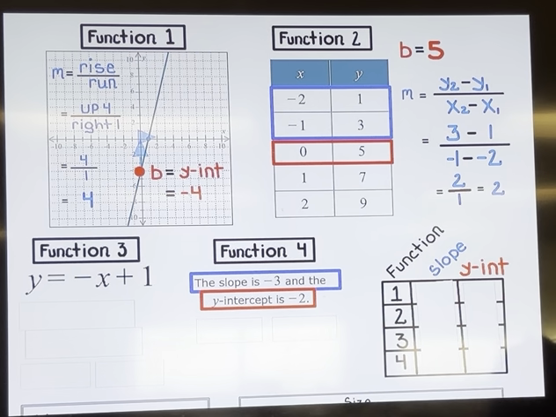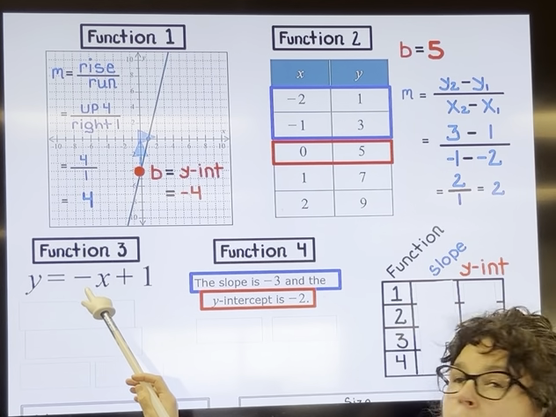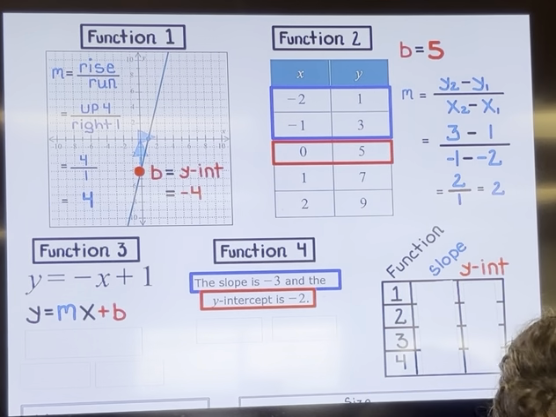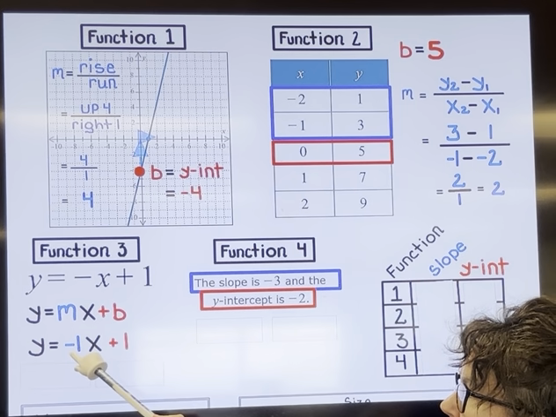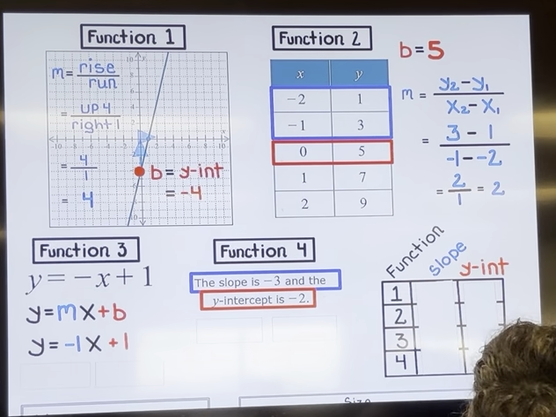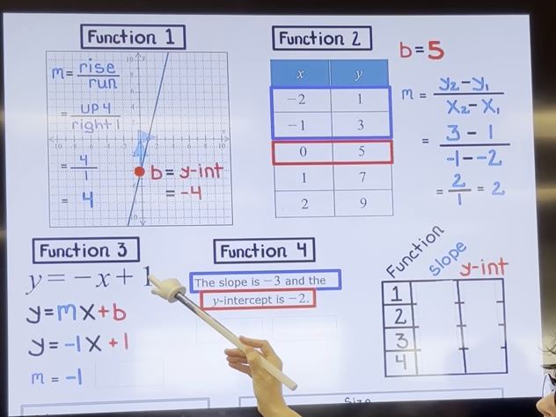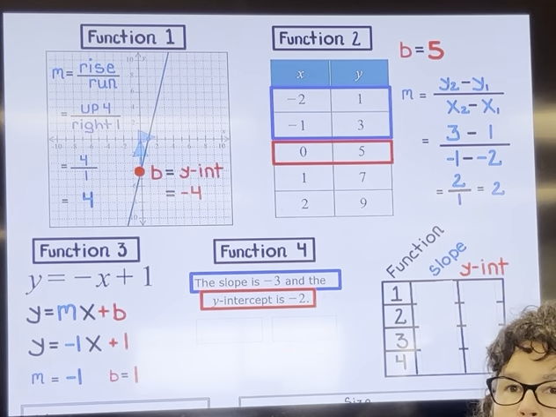Okay, then in this one, it's written in y equals mx plus b form. So the number in front of x is my slope. So just emphasizing that. The negative in the front is a -1. So my slope is -1. The number at the end is my b value, which is +1. So my b is 1.